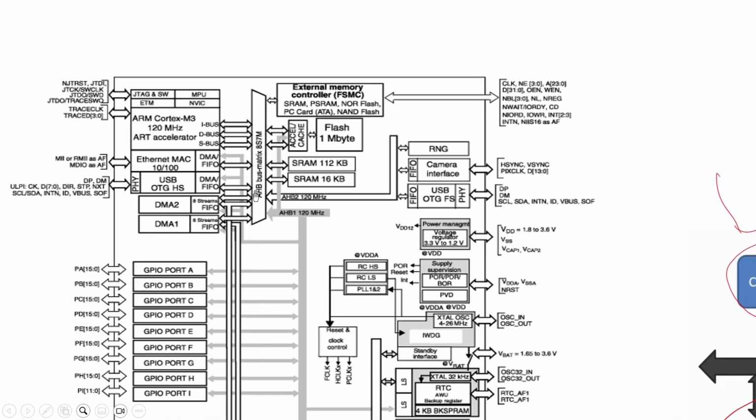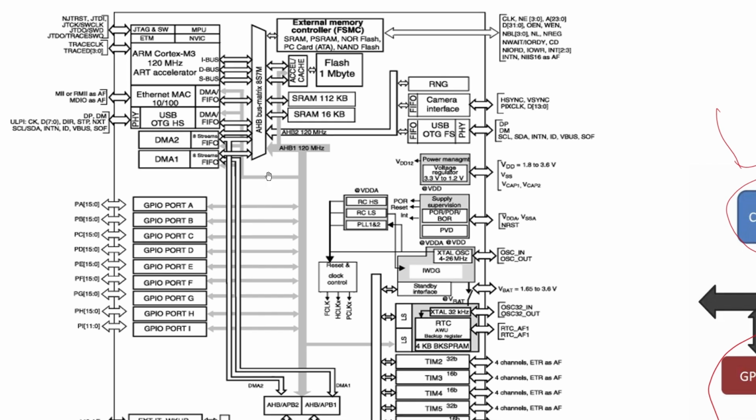The processor is connected with the AHB bus matrix. How? Through the instruction bus, the data bus, and the S bus. What is the S bus? The system bus. So with the help of all these three buses, the processor is communicating with the AHB bus matrix.